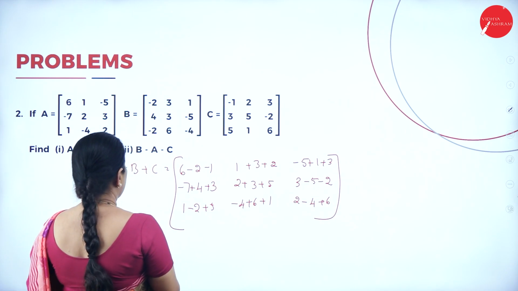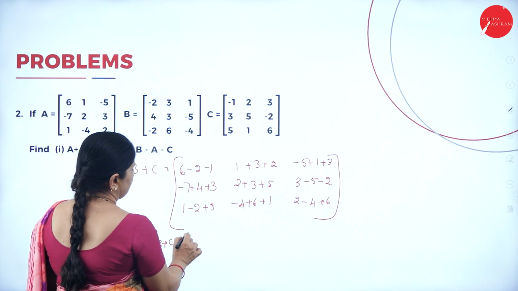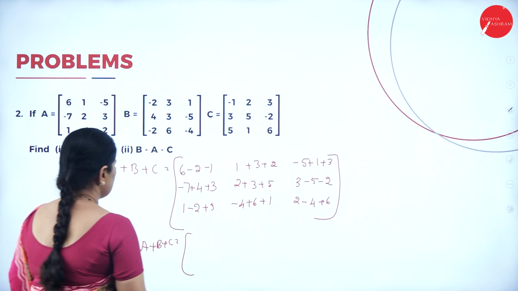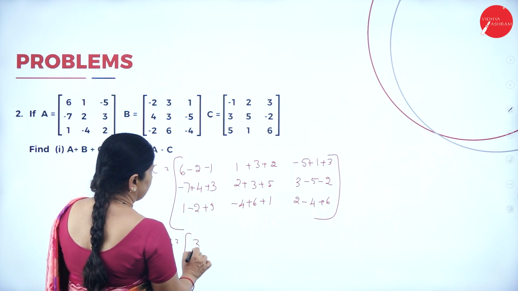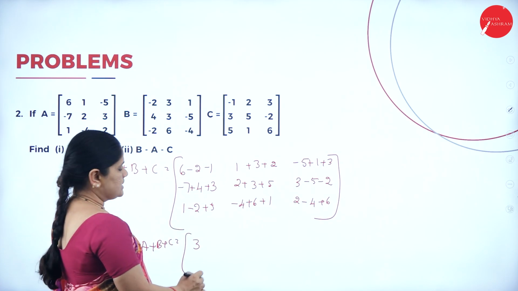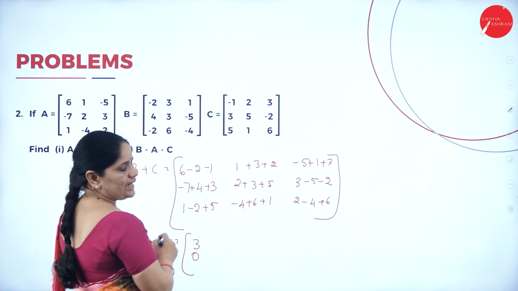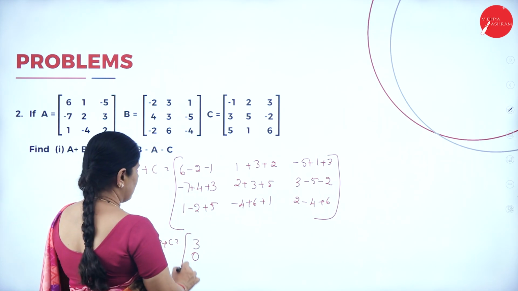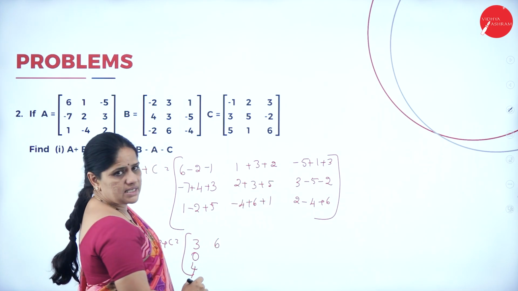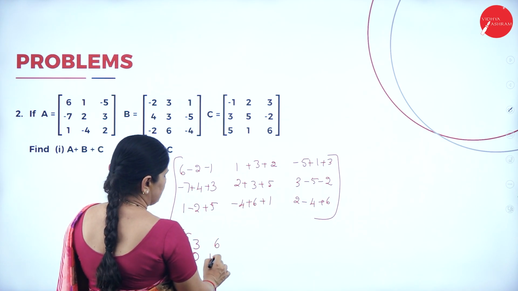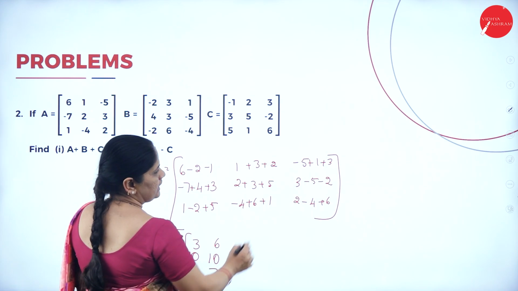Now we simplify this. So A plus B plus C equals, so this will be equal to 6 minus 3 will be 3, minus 7 plus 7, 0. So this will be 5 minus 2 is 3 plus 1 is 4. 3 plus 2, 5 plus 1 is 6. So 5 plus 5 is 10. 6 plus 1, 7 minus 4 is 3.